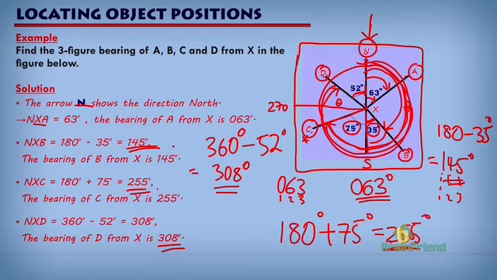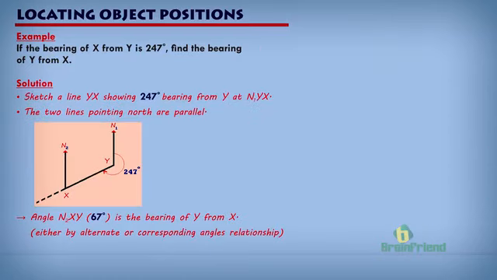308 degrees. Now let's take one or two examples. Example 1: if the bearing of X from Y is 247 degrees, find the bearing of Y from X. In this case, we have two points, and we need to find the bearing of one point from the other. What do you do in such a case?